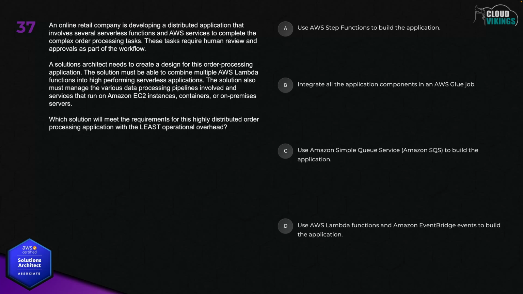A. Use AWS Step Functions to build the application. B. Integrate all the application components in an AWS Glue job. C. Use Amazon Simple Queue Service, Amazon SQS, to build the application. Or D. Use AWS Lambda functions and Amazon EventBridge events to build the application.